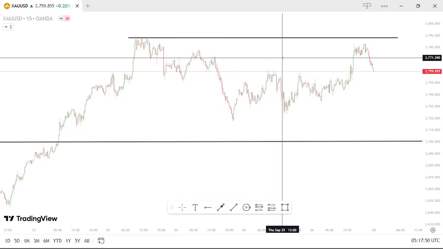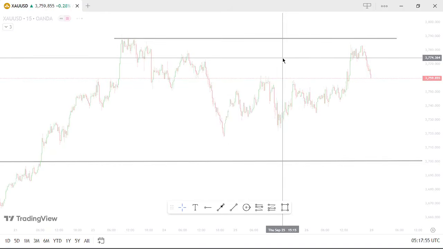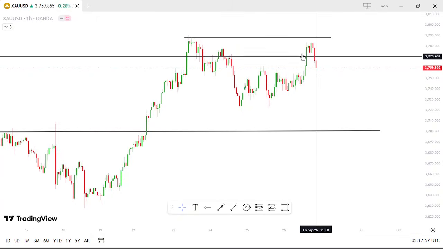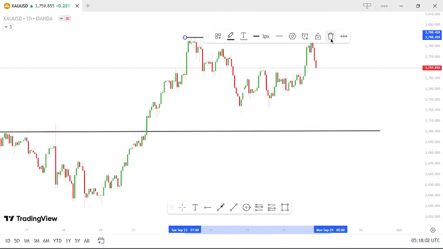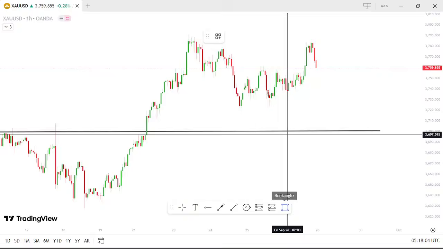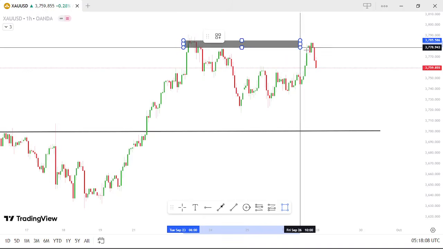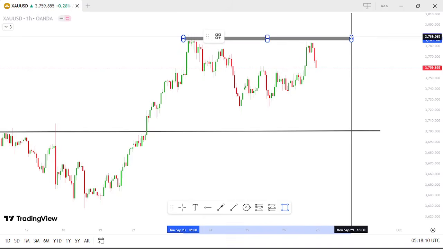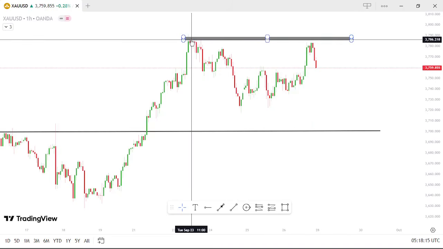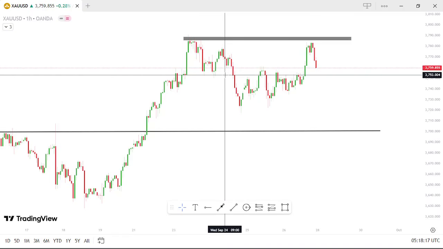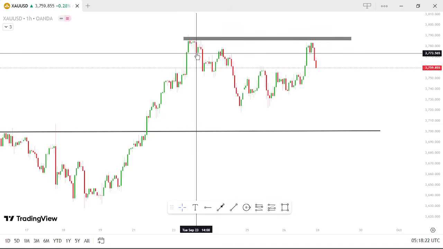I don't know why, but you need to understand that gold is still in the correction phase, and the only zone where this correction is going to be invalid, where you are going to say, okay, I think price is ready to start pushing up, is if this zone above here is broken. So as long as this zone remains valid, sales can play.